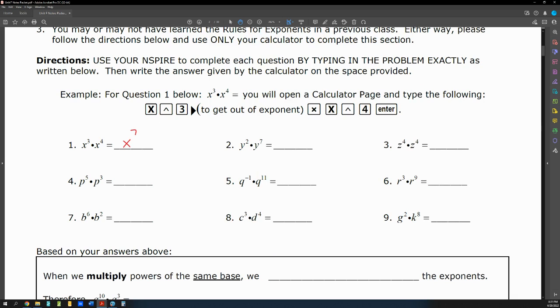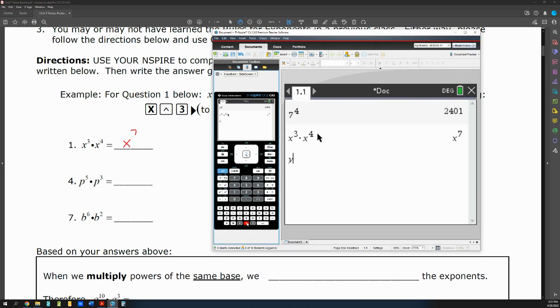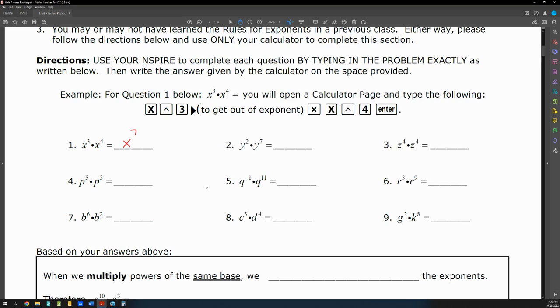X to the 7th. We'll do one more. Number 2, y squared, or y to the 2nd power, times y to the 7th. So we're going to do y, exponent, 2. You can also use that x squared key. So actually, I'll show you how to do that. So suppose I didn't hit that exponent and 2, you could just hit this x squared, and it's just going to put a 2 right in the exponent for you. And then times y to the 7th, enter. And we get y to the 9th.